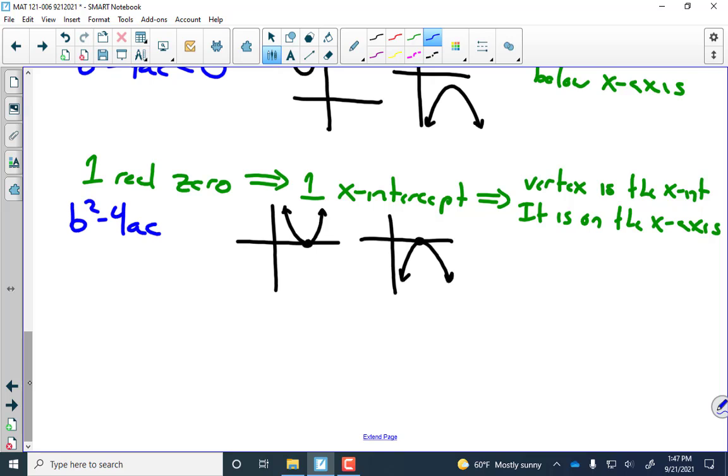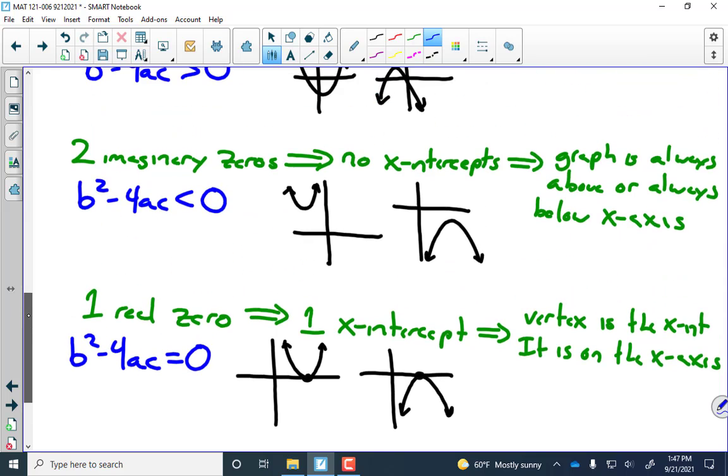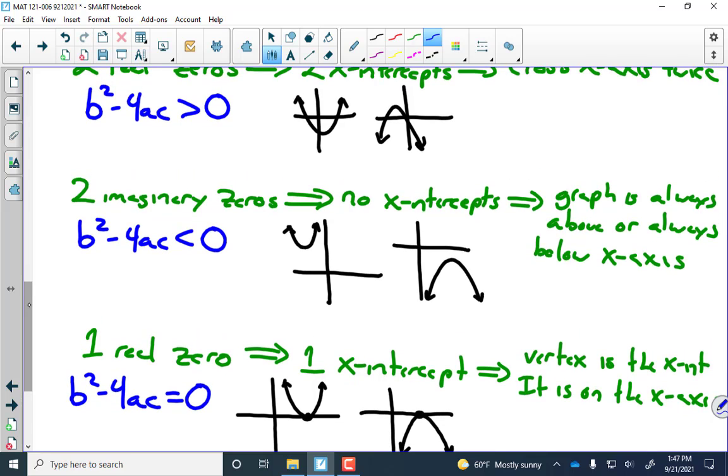That happens when you use the quadratic formula. You get a 0 under the square root. That's a lot of information, I know. That's why I write it down for you, and that's why I record my lectures.